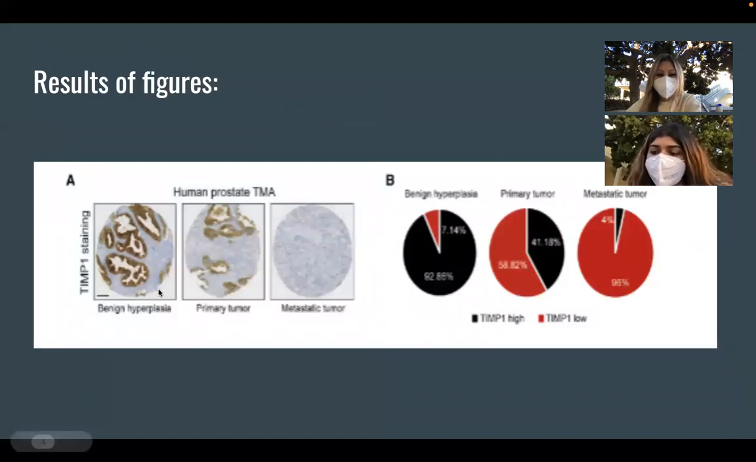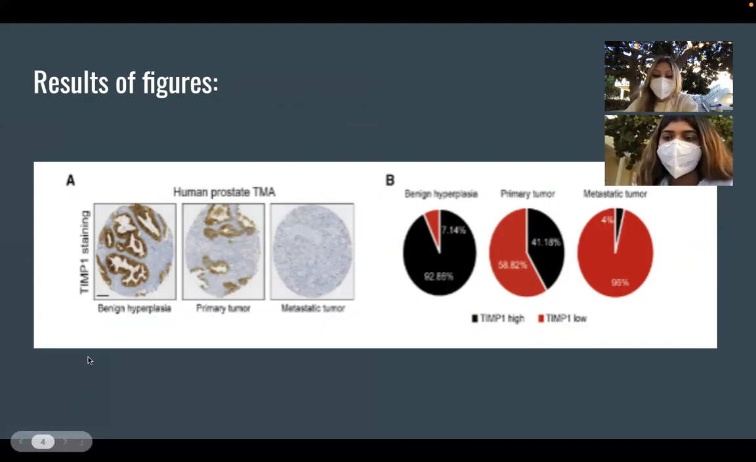These are figures A and B. Figure A experiments with TIMP1 staining using a prostate cancer tissue microarray, whereas figure B calculates the highs and lows of the TIMP1 levels. The results of figures A and B show that benign hyperplasia has more staining on the far left of figure A, which indicates higher levels of TIMP1, as shown in figure B.